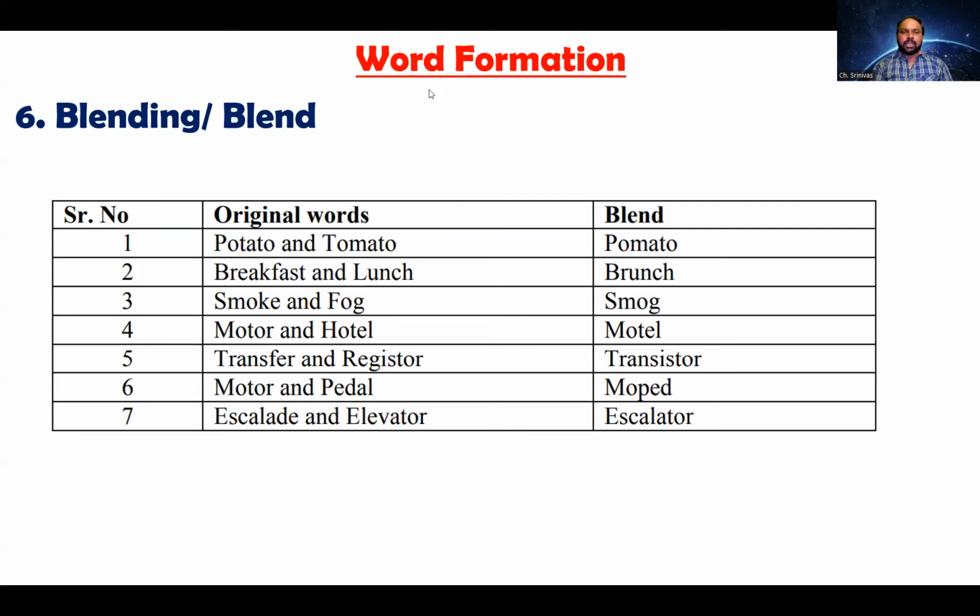Blending or blend is nothing but forming new words by blending two already existing words. Potato and tomato. If you prepare a dish with these two vegetables, we can call it a curry of pomato. So PO and mato, pomato.